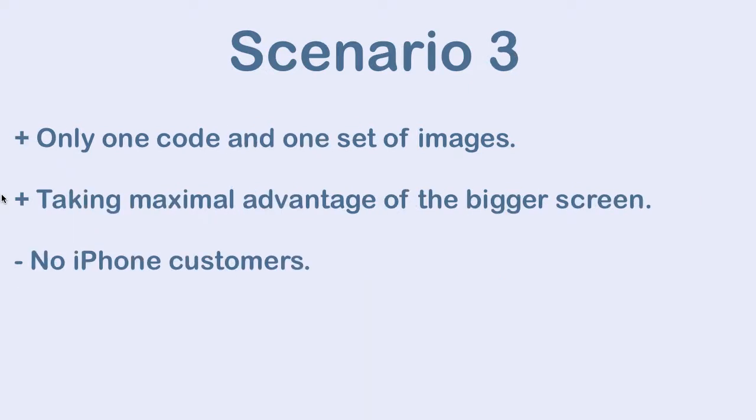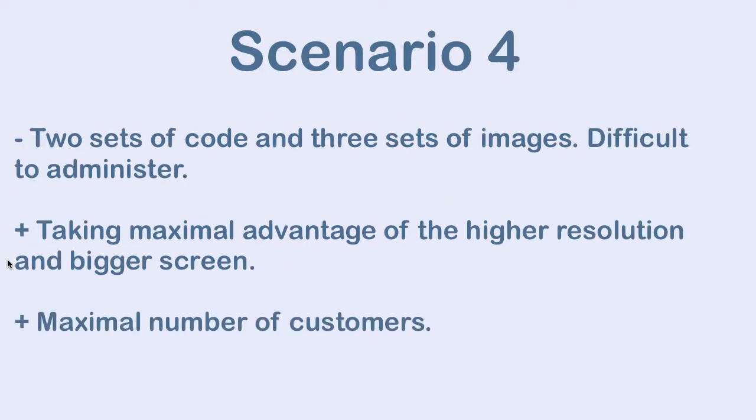Scenario 3 is support only for iPad. You have only one code and one set of images. You can take maximal advantage of the big screen in iPad. But the disadvantage is that you will not have any iPhone customers. Scenario 4 is that you support all 3 devices. The disadvantage is that you have to keep track of 2 sets of codes and 3 sets of images. The advantage is that you can maximally use the different screens and that you can maximize the number of customers.